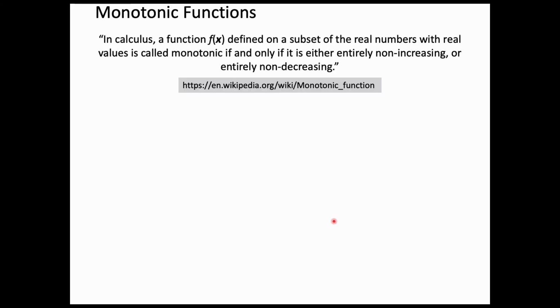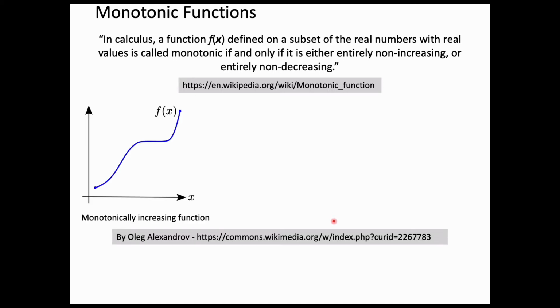What is a monotonic continuous function? In calculus, a function defined on a subset of the real numbers with real values is called monotonic if and only if it is either entirely non-increasing or entirely non-decreasing. Notice those specific words. We're using non-increasing instead of decreasing. We're using non-decreasing instead of increasing. That's a very specific choice of wording.